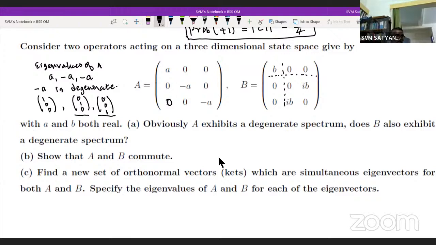The other two eigenvalues you can find out simply. If you want to find the eigenvalues of this matrix, then this is lambda square minus IB the whole square, that is minus I square minus IB the whole square is equal to 0. That is lambda square plus B square is equal to 0, correct? I square is minus 1. So lambda is equal to plus minus I. So we have the eigenvalues of B.